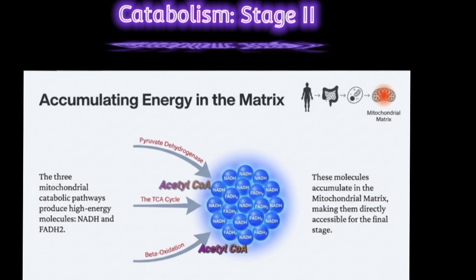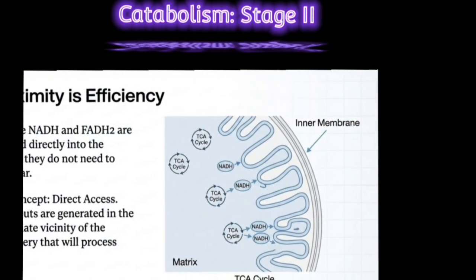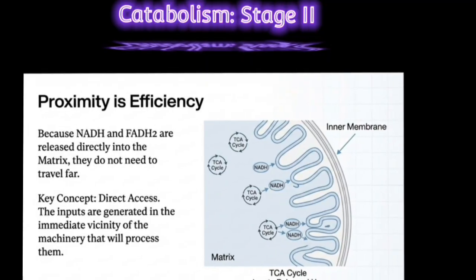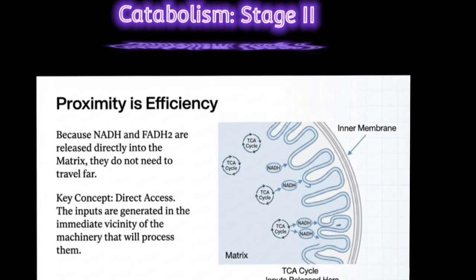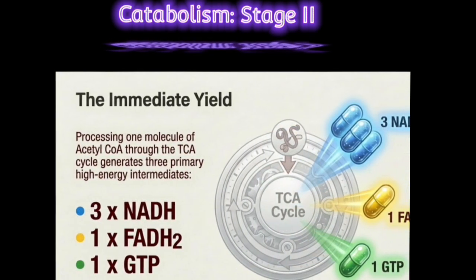And this explains the location, doesn't it? The source mentioned that having these pathways in the matrix is crucial. If this was all happening out in the cytoplasm, those electrons might react with the wrong things. Absolutely. By keeping acetyl-CoA production, the TCA cycle, and beta-oxidation all locked in the matrix, the cell creates this really high concentration of these electron carriers, NADH and FADH2, exactly where they are needed for the next step. It's just good inventory management. You're building up a massive stockpile of charged batteries right next to the device that's going to use them.